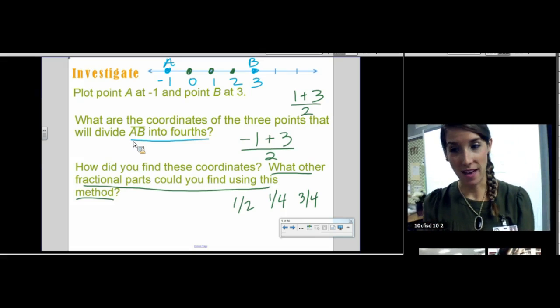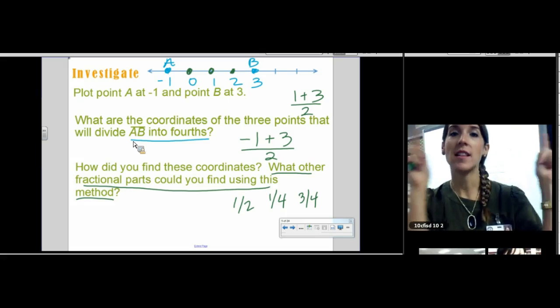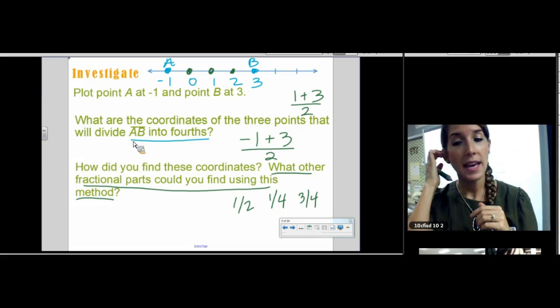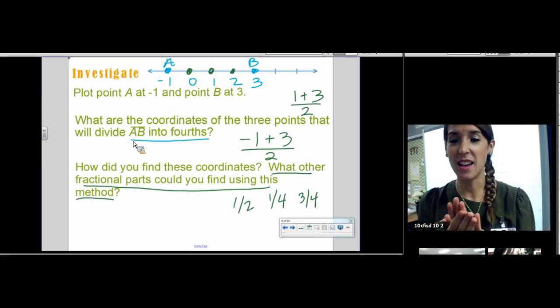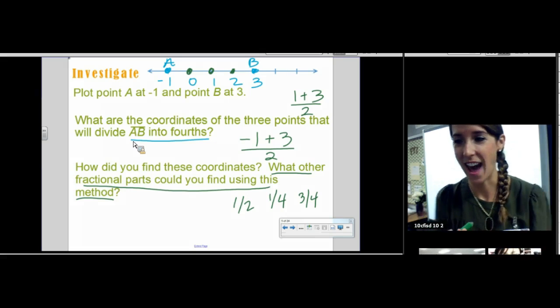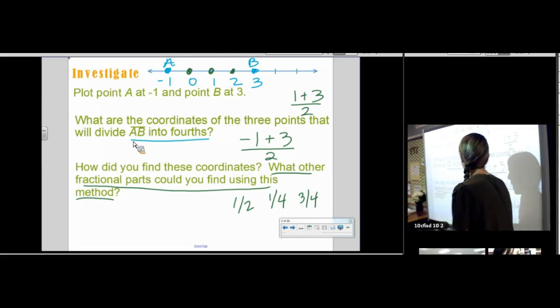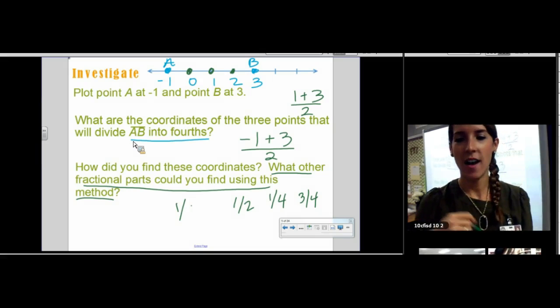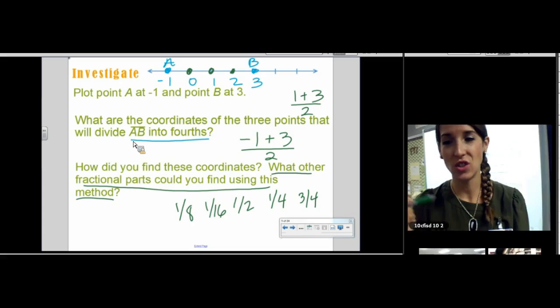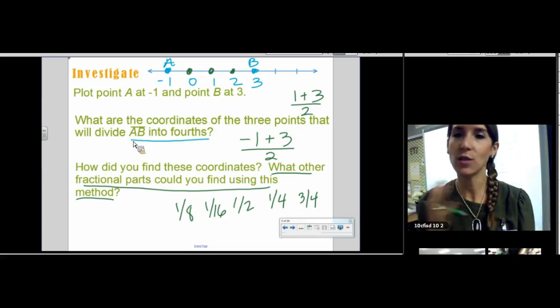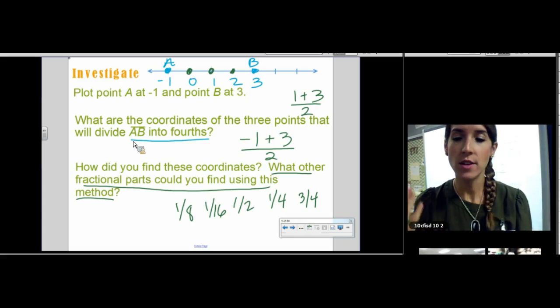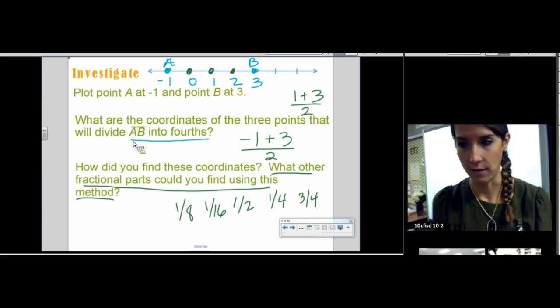So using this method, finding the midpoint and then finding the midpoint and the midpoint in that, you can't find anything unless it has a denominator of something divisible by 2. Yeah. Okay? So you could find 1/8. You could find 1/16. But you can't find 2/3 because that doesn't correlate to halving things. You can only find something that can be halved. Okay?